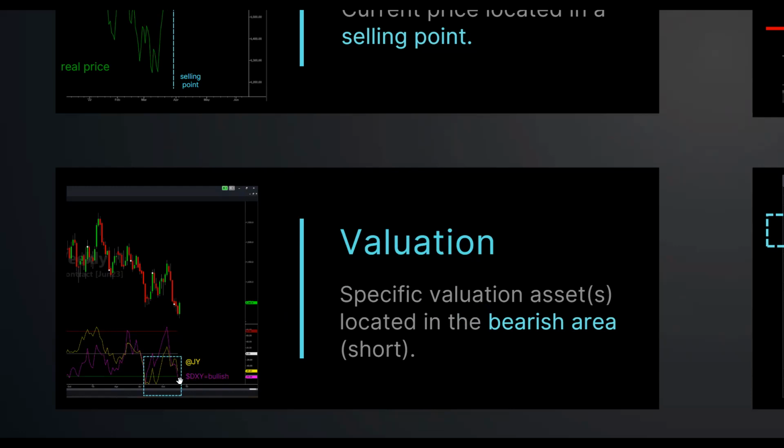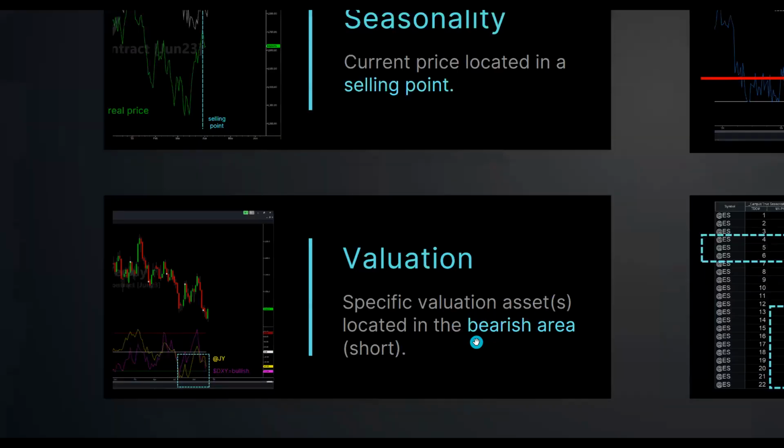Maybe the treasuries are helpful for you. Maybe crude oil is helpful for you. Up to you. Backtest the specific valuation asset to find which one works nicely. That's the idea here. Again, we need the specific valuation asset to be located in the bearish area.